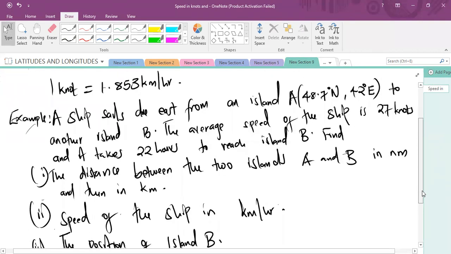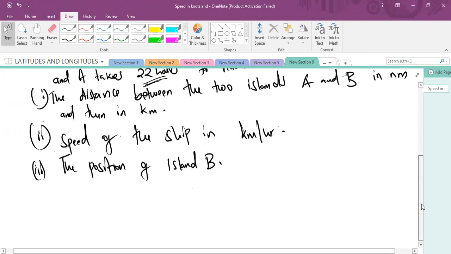So we're being told a ship sails due east from an island A, 48.7 degrees north, 42 degrees east, to another island B. The average speed of the ship is 27 knots. So we've been given the speed of the ship as 27 knots, and it takes 22 hours, this is time, to reach B. Find the distance between the two islands A and B in nautical miles and then in kilometers.